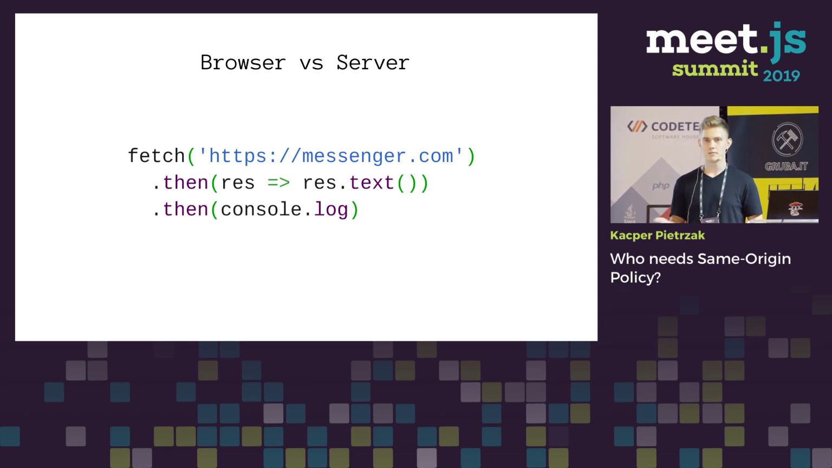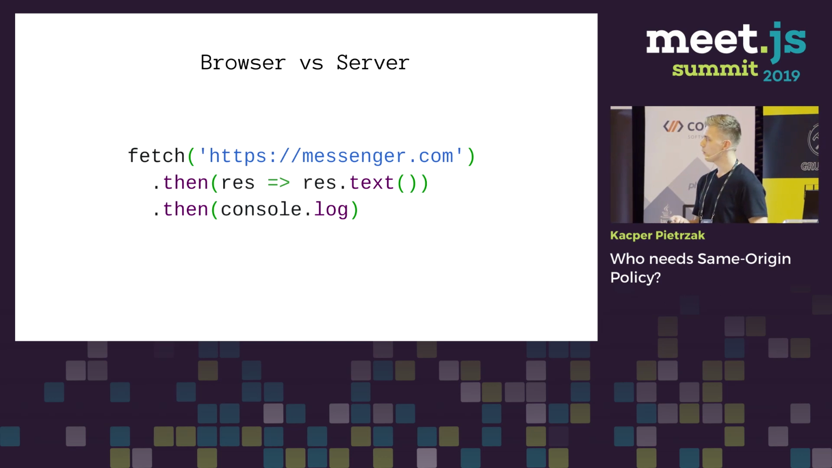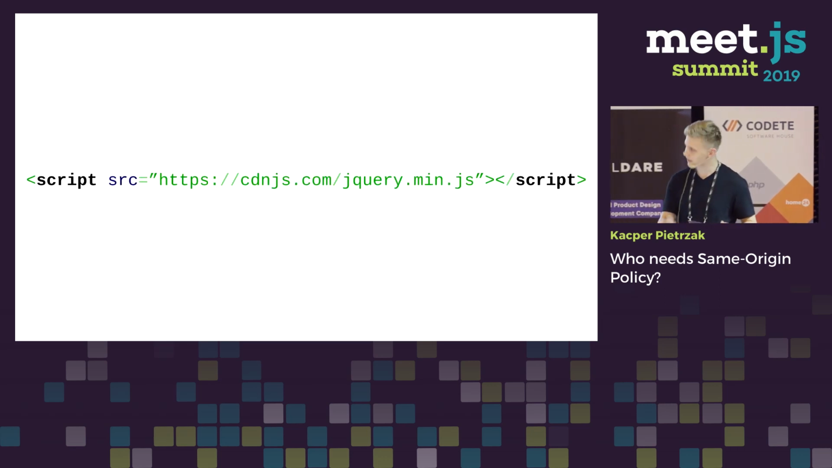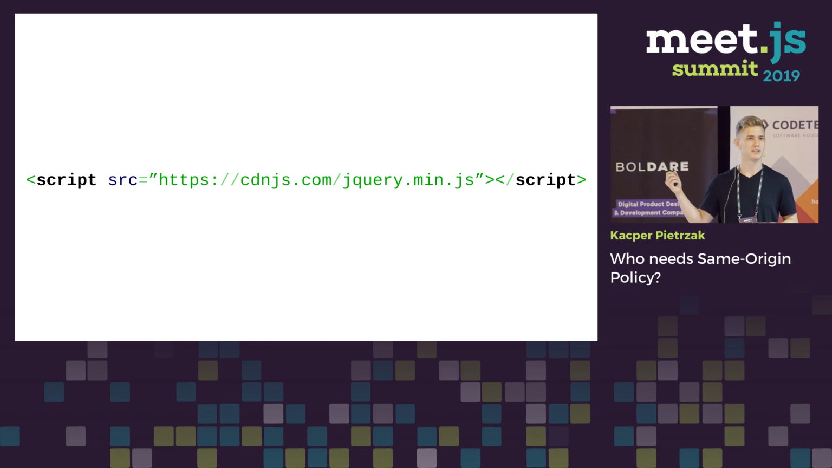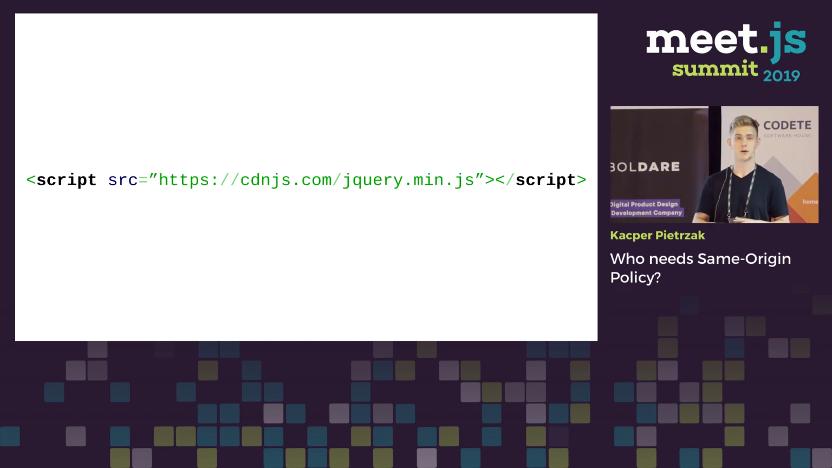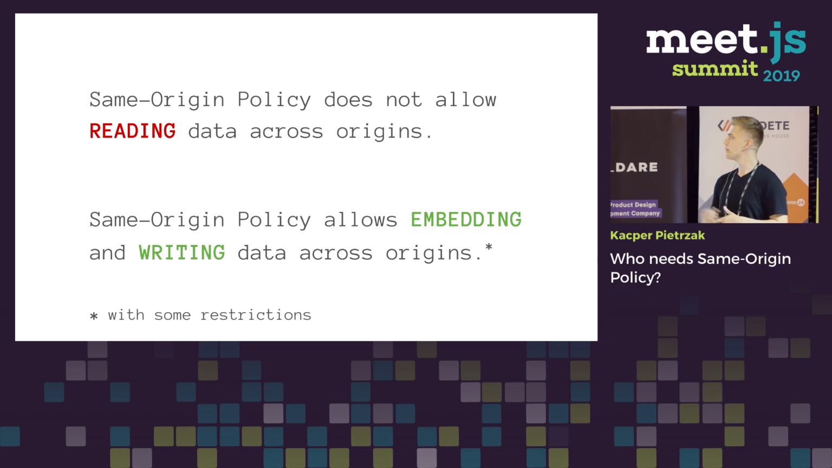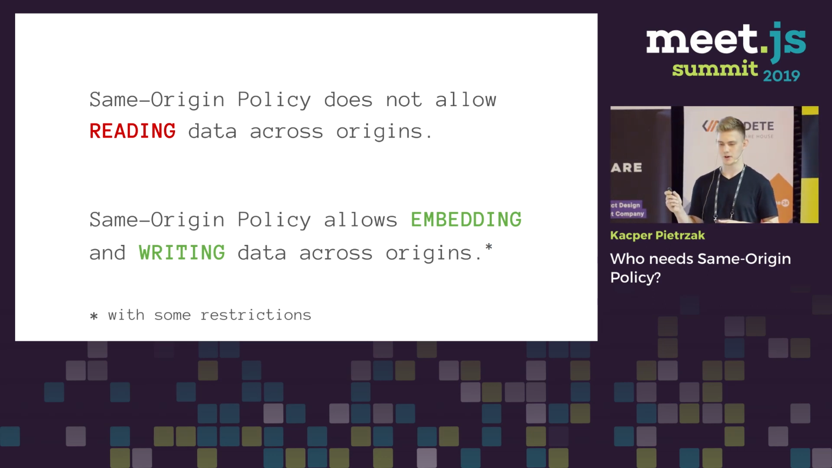Yeah, so obviously, by default, such a request is not possible. One could say, based on that, that Same-Origin policy forbids making a cross-origin request, which is of course not true. I think most of us had a chance to download jQuery from some CDN, and it worked perfectly fine. So a more detailed definition would be: Same-Origin policy does not allow reading data across origins, but it allows embedding and writing data across origins. Let's jump straight into embedding.